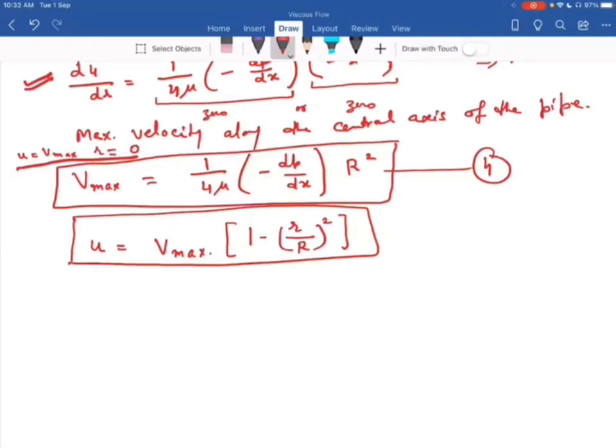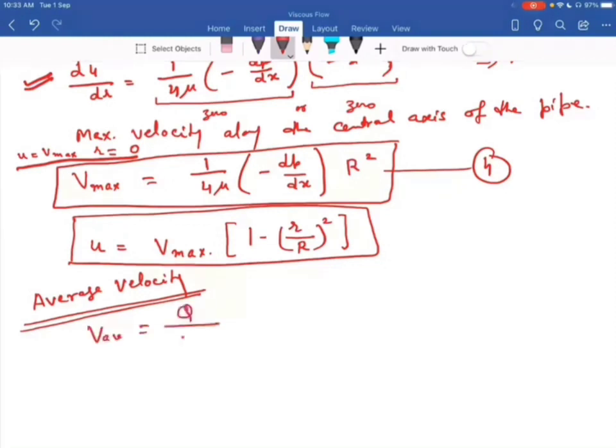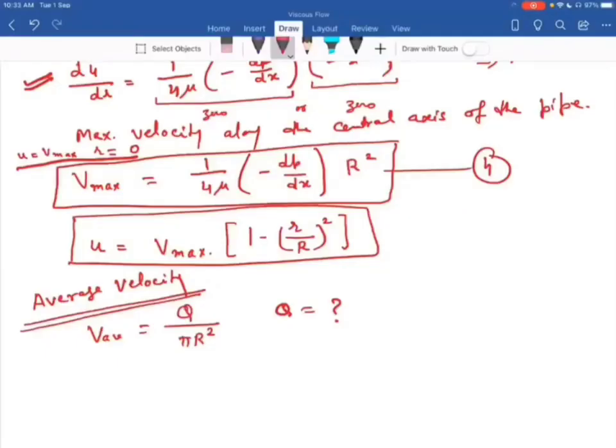Then next I have to find out the average velocity. Average velocity is the discharge through the pipe divided by the area of the pipe. Area of the pipe is pi R square. So now I have to find out the discharge. First we will find the discharge, then V average. To find the discharge, I have to find the small discharge. For that, if I draw a cross section of the pipe, that is circular, this is a cross section of the pipe. Along this cross section, I consider a small ring.